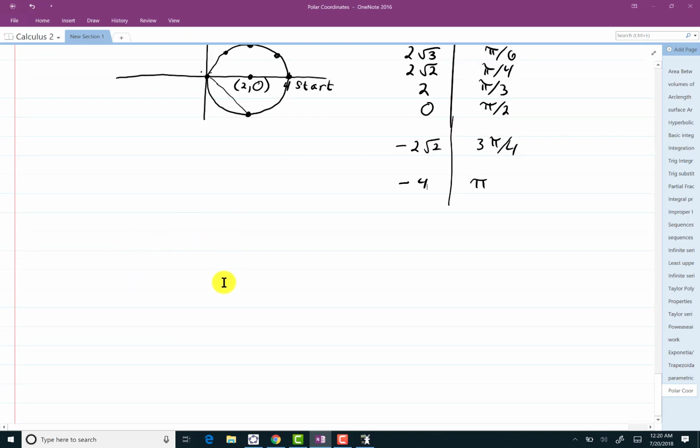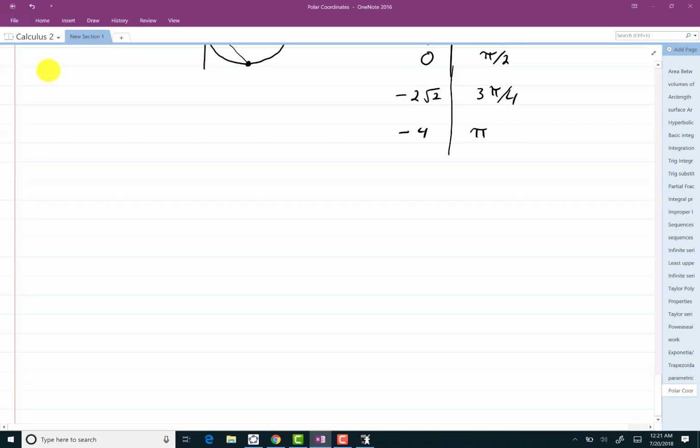Now, there's more than just converting coordinates. I might say this, convert, let's see what example we were doing, example 9. Let's call this example 10.